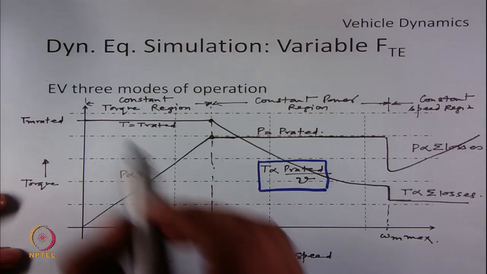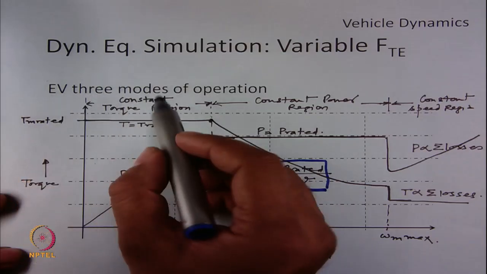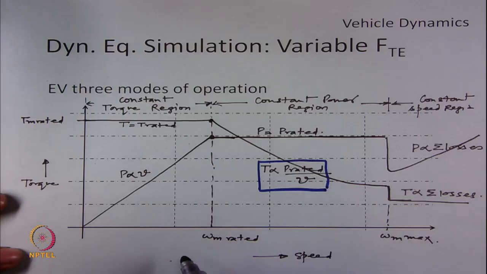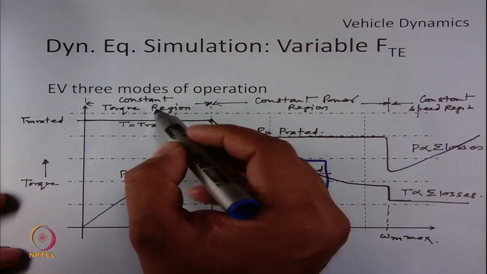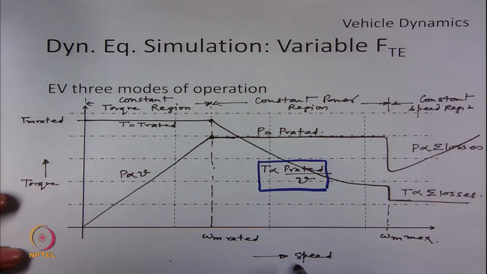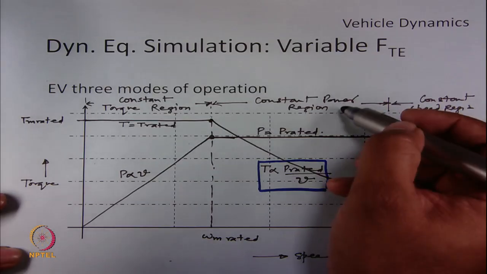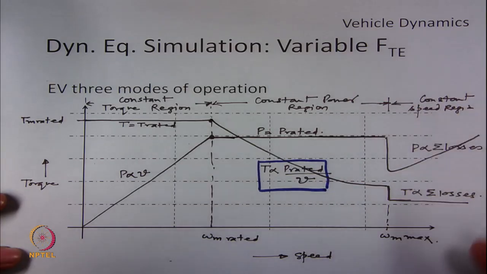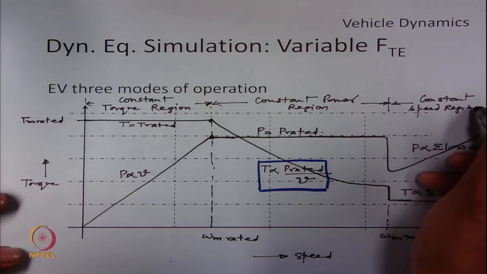As we have discussed, an EV works on three modes of operation. These modes of operation are divided based on the speed of the vehicle. When the vehicle velocity is between 0 and rated conditions, it is known as constant torque region, and when the vehicle velocity is between the rated velocity and the maximum velocity, the region is known as constant power region, and the speed operation greater than omega m max is known as constant speed region.